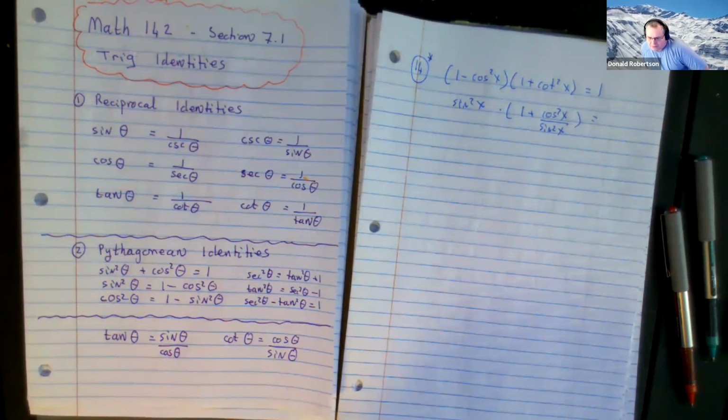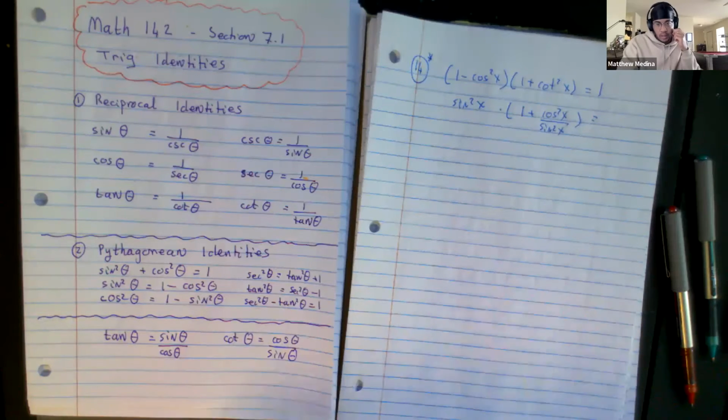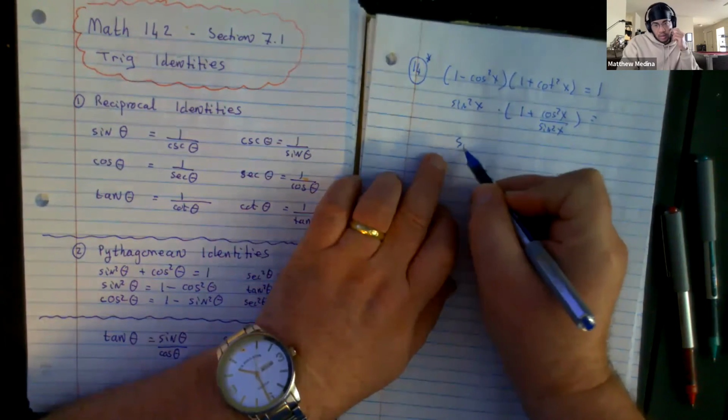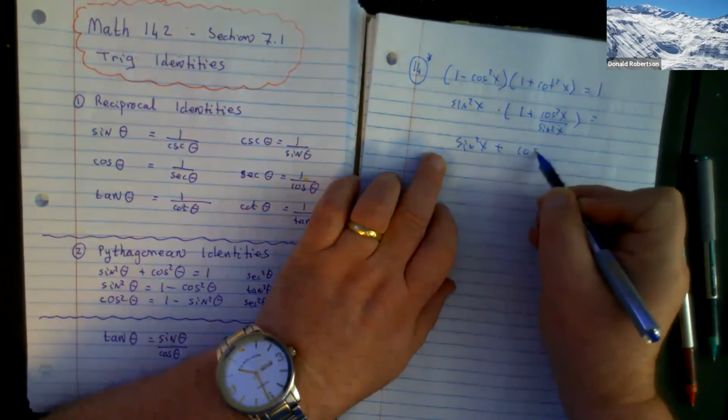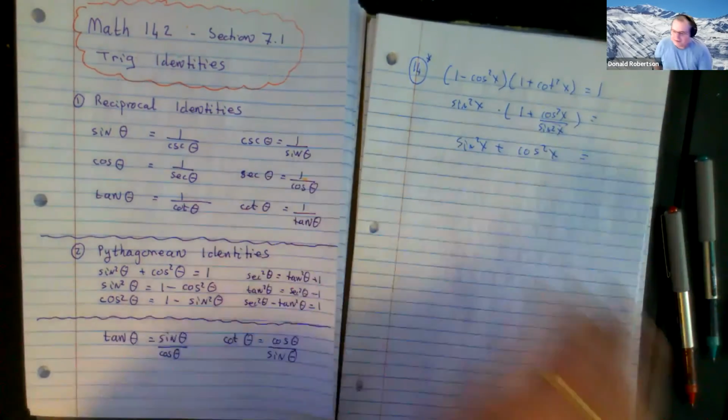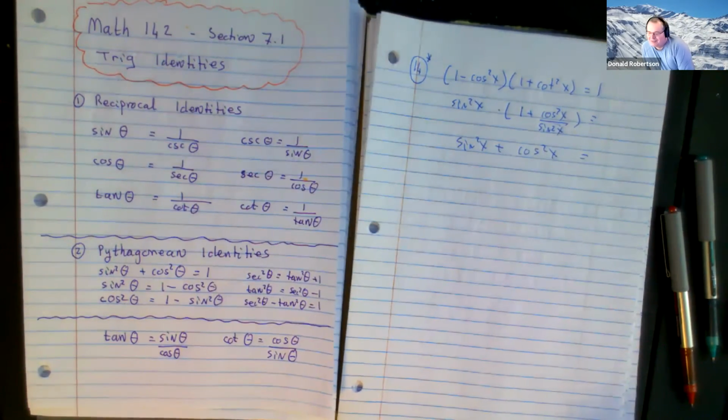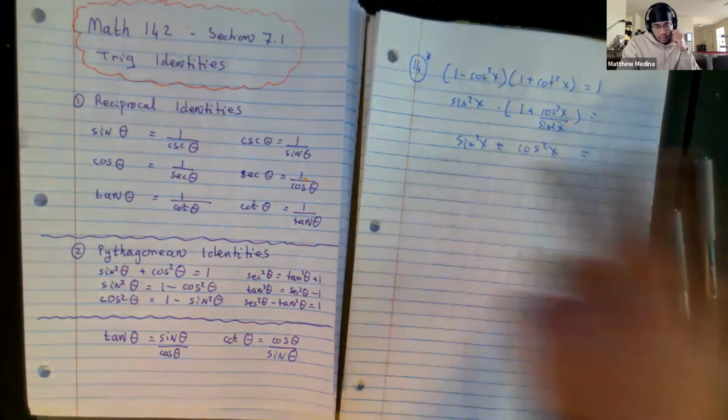Okay, so I've turned 1 minus cos squared into something a little bit nicer. I've turned cotangent squared into cosines and sines. That's good. What do you think I'm doing next? Now you're just going to multiply it in, so it's going to be sine squared x plus cosine squared x, because these cancel out. And do you know what that is equal to? 1. You're finished.